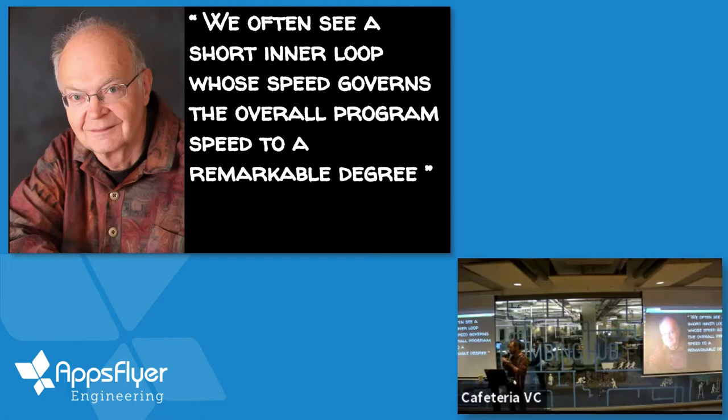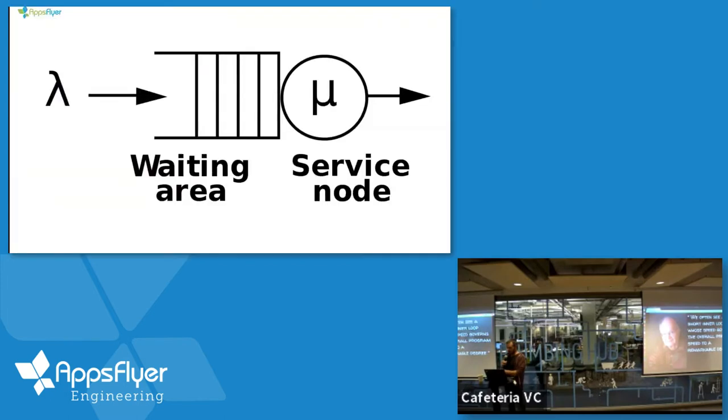And so this makes sense. This is what our bottlenecks are: these small parts of our code, small parts of our system that we're looking for, and we're trying to free those up. And actually, queuing theory gives us both the language and the techniques in order to find those small parts of code, okay?